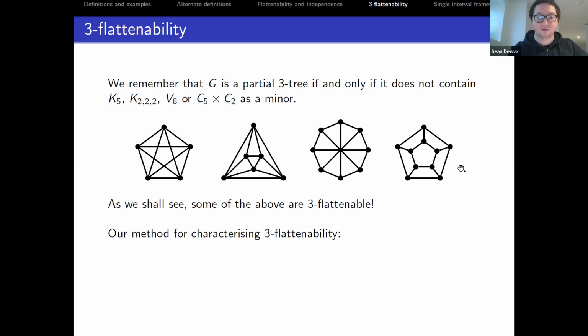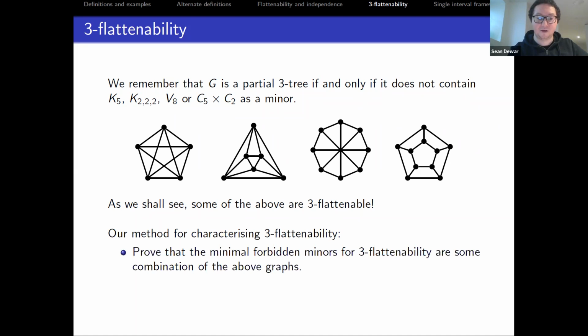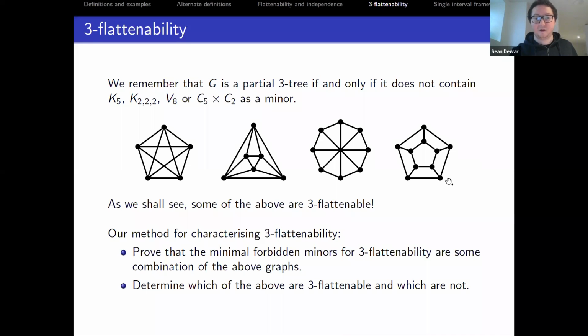Okay, so our method for characterizing 3-flattenability. The first step is to prove that the minimal forbidden minors for 3-flattenability are some combination of the above. This will make things easier because it's going to turn out that these two aren't 3-flattenable. We already know this one isn't. And these two are 3-flattenable. But it could be that there's some other minor that we're somehow missing. So we need to prove that the minimal forbidden minors have to be some combination of these 4. And then we're just going to determine which of the 4 it is. That's the method we're going to use to prove it.